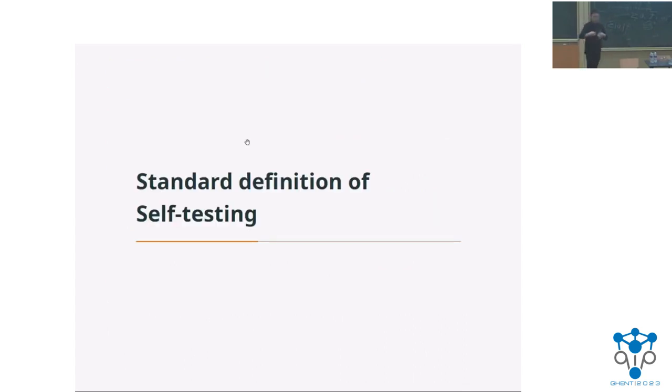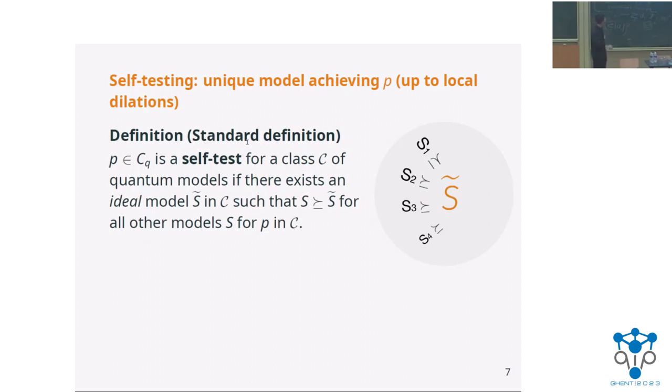Now we have all these ingredients, we can cook the standard definition. We say a quantum correlation P is a self-test for a class of quantum models C if there exists a model S tilde in this class, which we call the ideal model, such that all other models in C for P can be locally dilated to this ideal model. So intuitively speaking, this class C contains a unique quantum model S tilde for P up to local dilations.